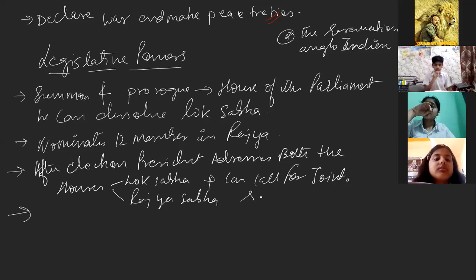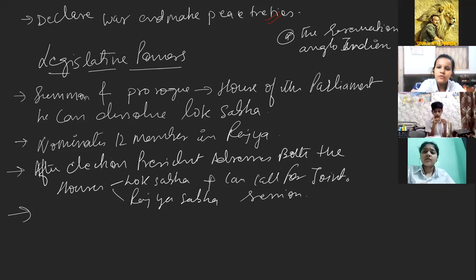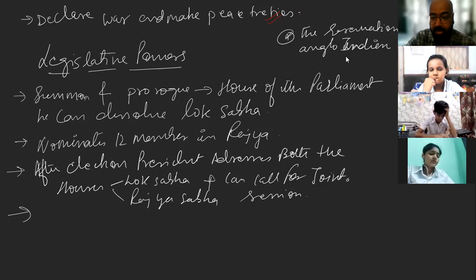Now, when does the joint session take place? It takes place when the bill is passed by one house but not by the other house. This situation is known as deadlock. This happens when the bill is not passed by one house, but the other house has already passed it. When the decision has not been taken, for that situation, a joint session is called for both the houses, right?